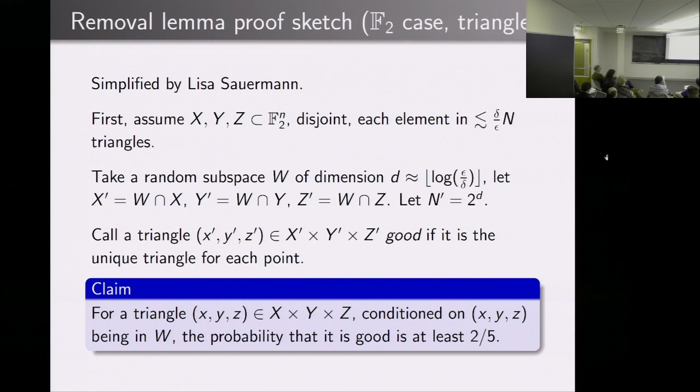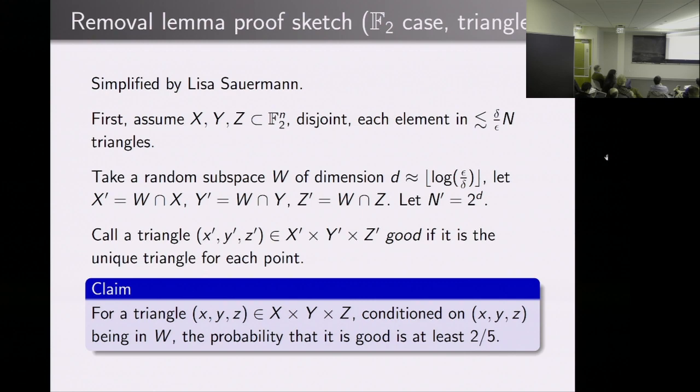What does the word point here mean? Is x prime by itself a point, or the triple x prime, y prime, z prime is a point? Yeah, I meant point as in x prime is a point, and y prime is a point, and z prime is a point. There's no need for primes there. So if x prime is not in any other triangles contained in W, y prime is not in any other triangles contained in W, and z prime is not in any other triangles contained in W.